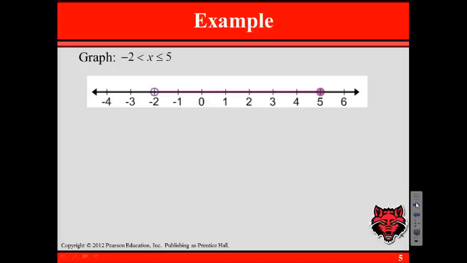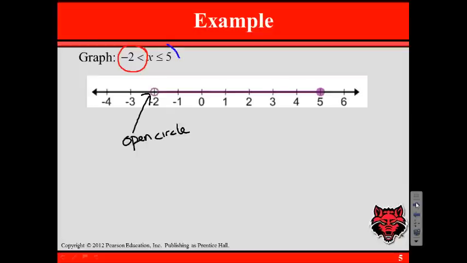So let's look at this in two pieces. On the left side, we're using an inequality symbol that does not contain the equal to sign. And for that reason, we are using an open circle. The open circle always corresponds to one of the inequality symbols that does not include the equal to symbol.